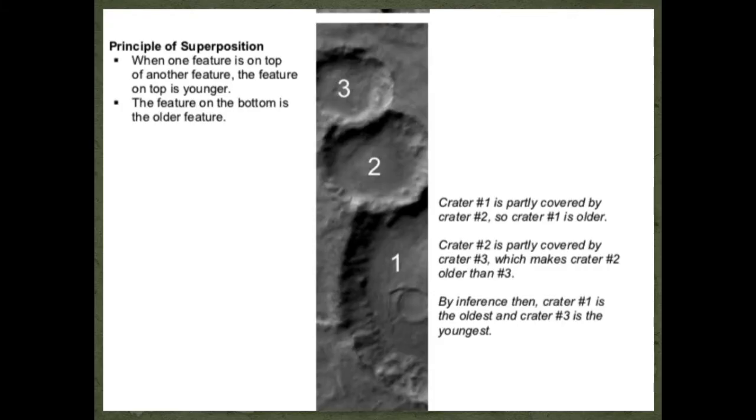So let's see if you've got this. Take a look at these three craters. By looking at the principle of superposition, you should be able to say which craters are younger and older. So you can see that crater 1 is partially covered by crater 2, so crater 1 is older. Crater 2 is partially covered by crater 3, which makes crater 2 older than crater 3. By inference in this case, you could say then that crater 1 is the oldest and crater 3 is the youngest. That is the basic principle of superposition.